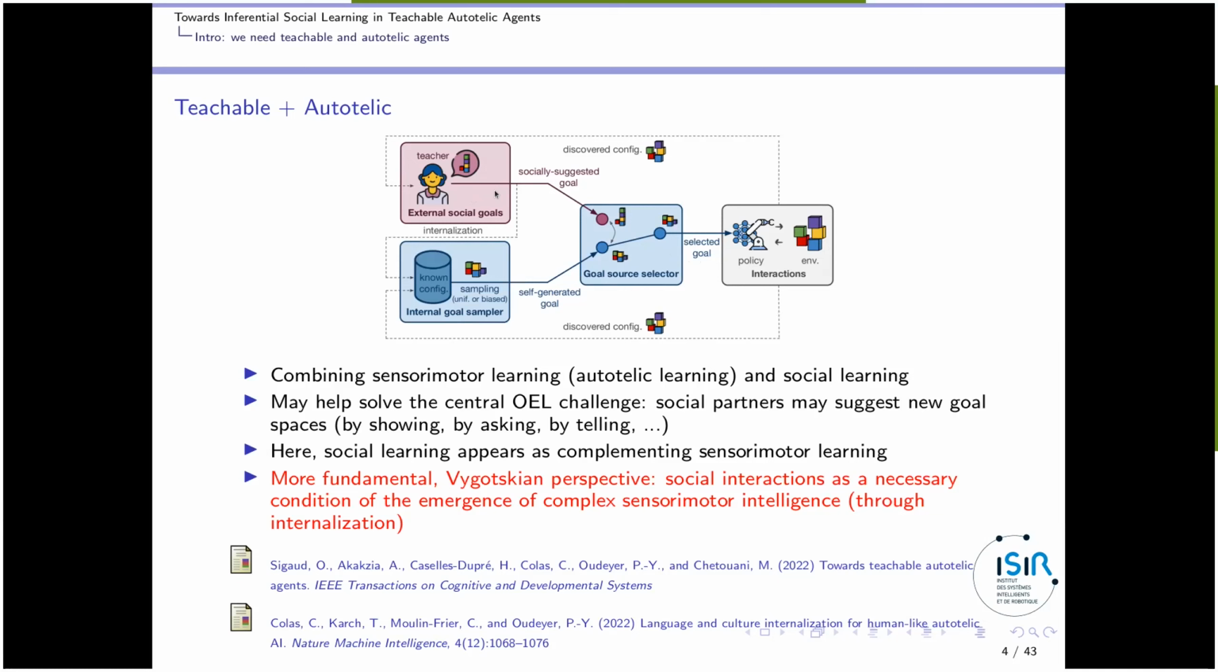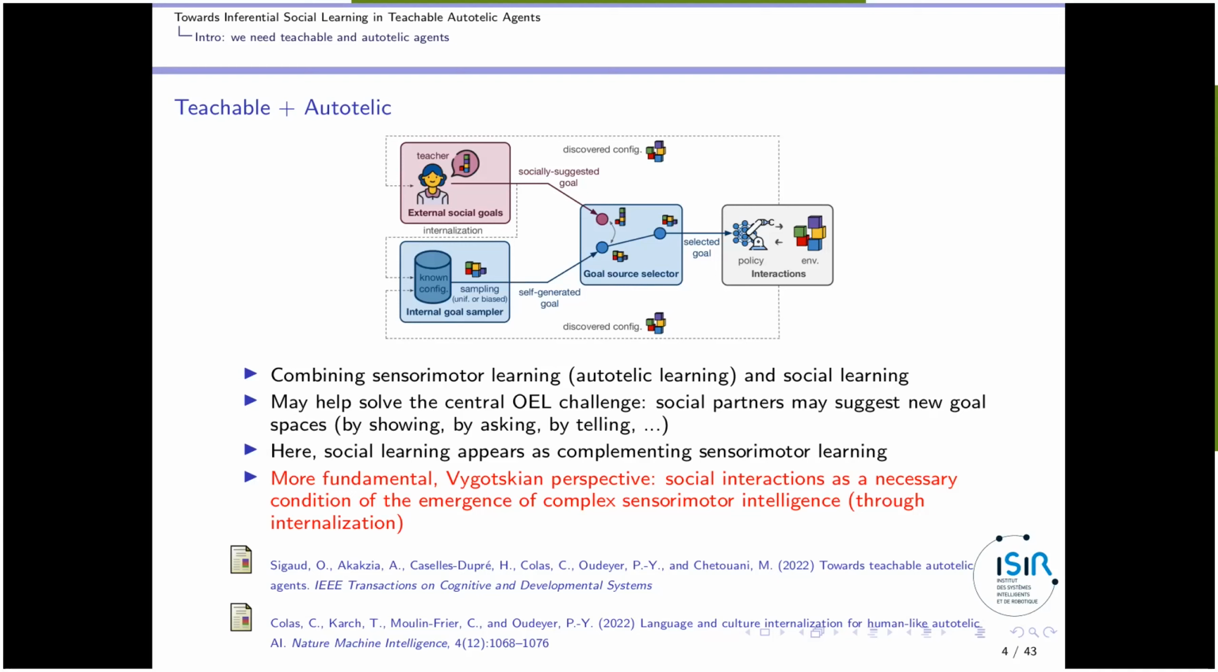Okay, and the fact that the agent can be influenced by other agents makes the open-ended learning challenge much easier, because the social partner may suggest new goal spaces just by asking the agent to do things, by telling it that it could do things. Okay, it could suggest many more goals than the goals that the agent could discover by itself. That's one of the reasons to be interested in social interaction when we are interested in open-ended learning.